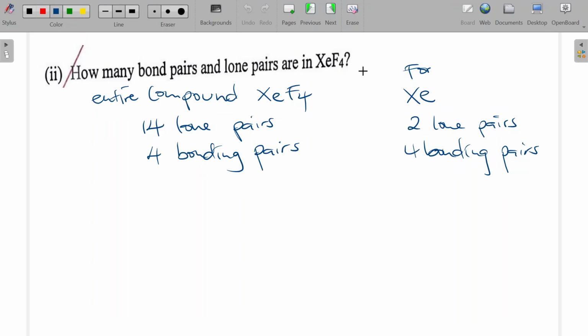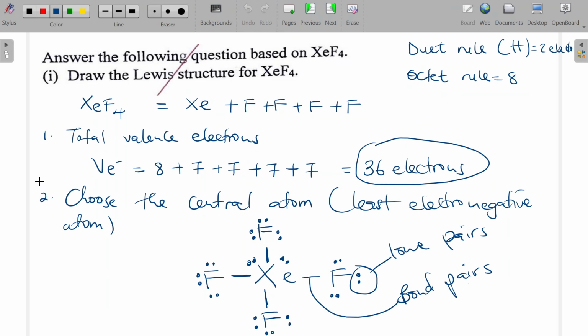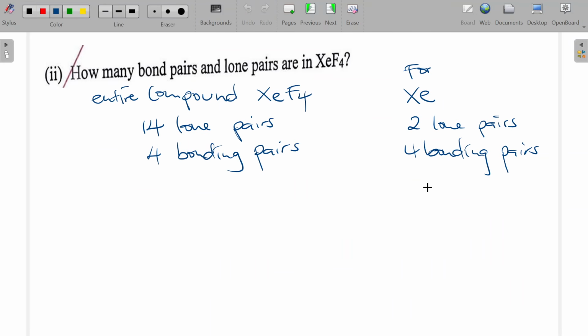Then if this question specifically was asking us for the central atom, the central atom only had 2 lone pairs. You can check here. So that's why we calculated them to be 2. There are 2 lone pairs, and the bonding pairs, they are 1, 2, 3, 4. So the 14 came from the entire molecule, which we calculated for everything, and this one is for the central atom.